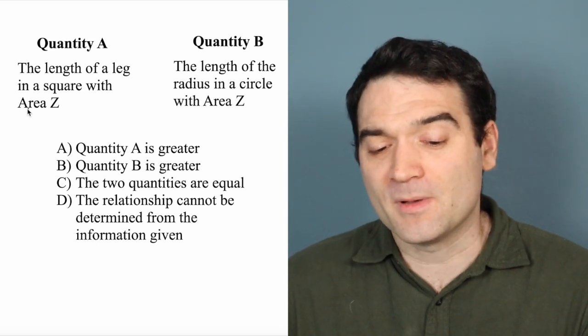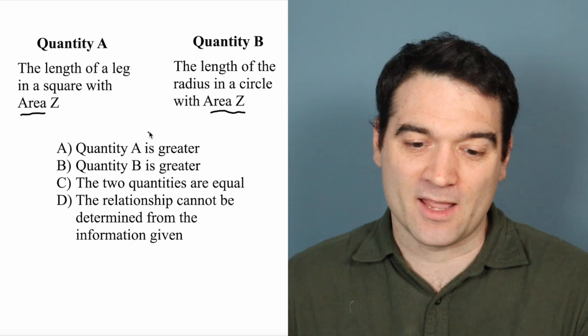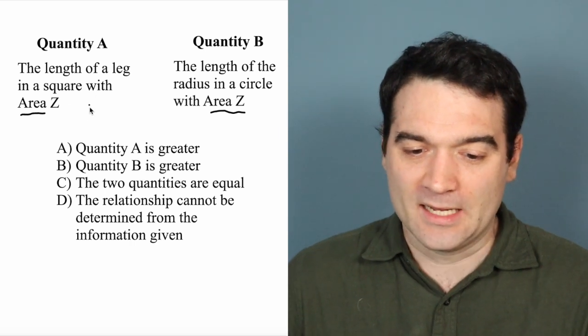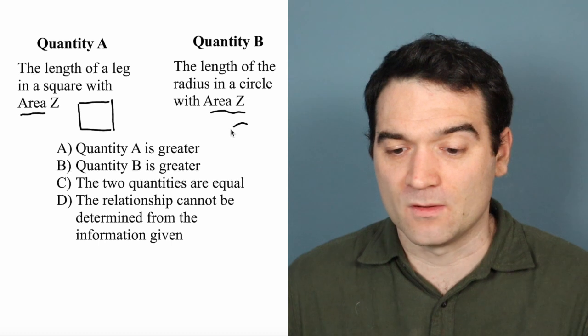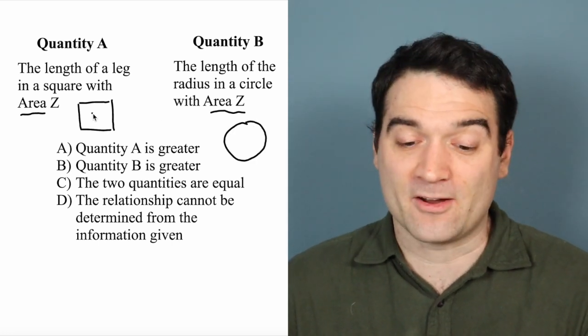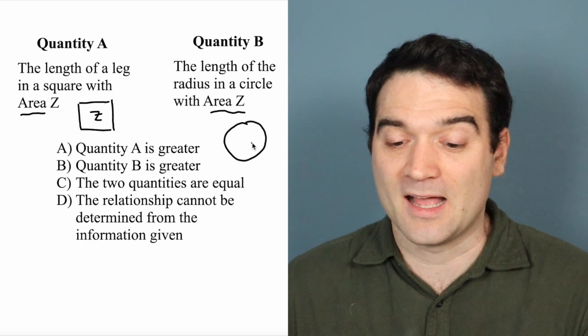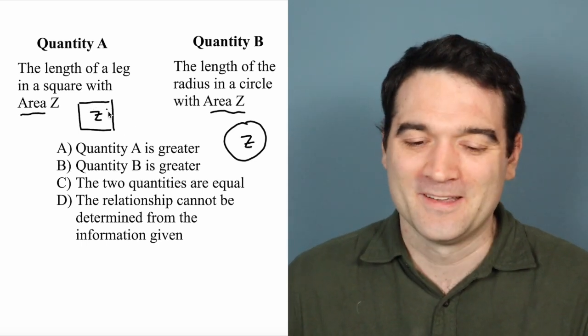All right, well, here's the bottom line. Both of these shapes have the same area, right? So I'm going to draw a square right here and a circle right here. And this square has an area of z, and this circle has an area of z. Now, maybe this isn't quite drawn to scale, but what are you going to do, right?